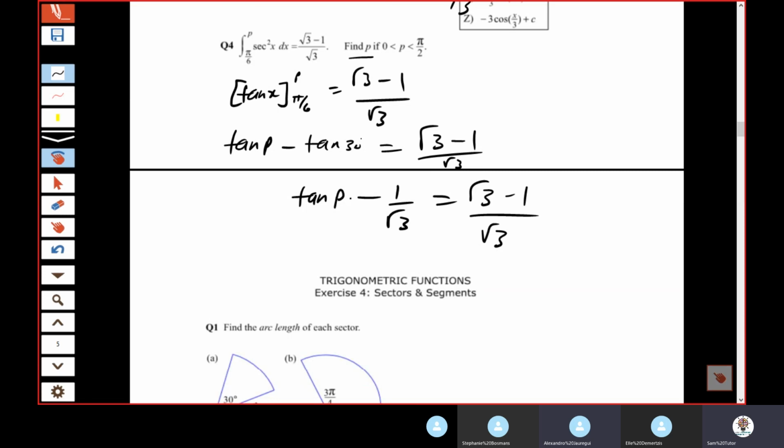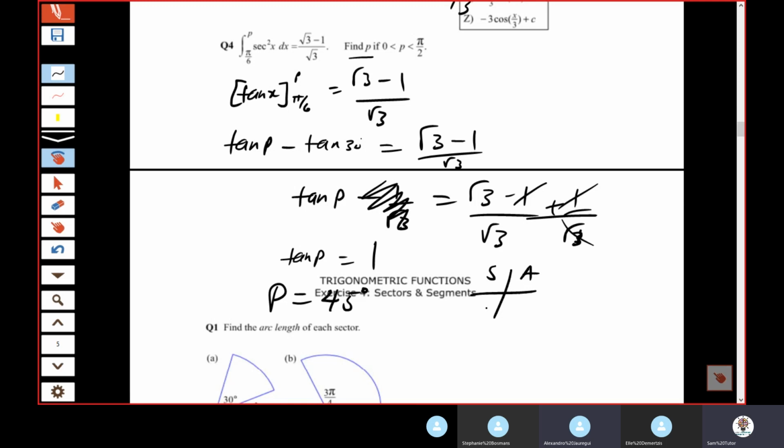Trying to solve for p, would you bring the 1 on root 3 over? Yep, you're going to plus that over. So tan p equals, let's just save ourselves a line, plus 1 on root 3. They have common denominators, so you can technically add the tops. Minus 1 plus 1, gone. You're left with root 3 on root 3, which is 1. Here we go. What do we do now? You inverse tan or whatever it's called. P equals inverse tan of 1, which is 45 degrees, and that is sections to central.